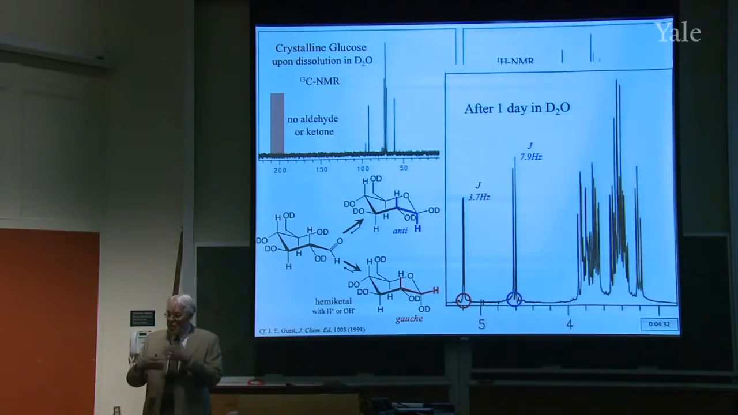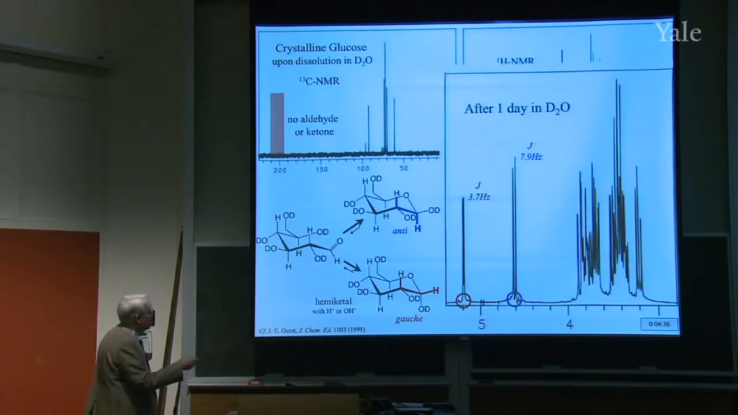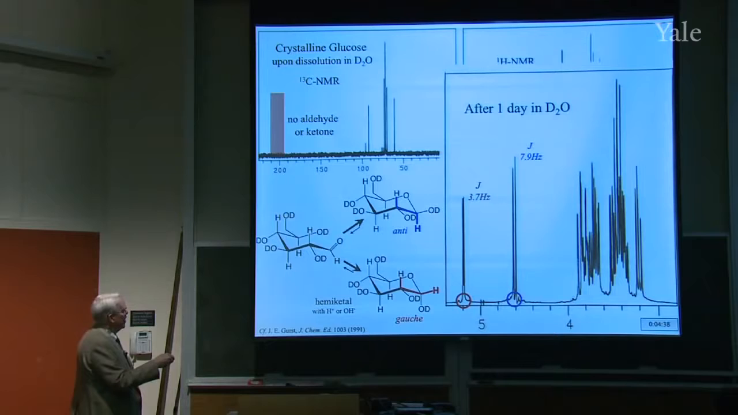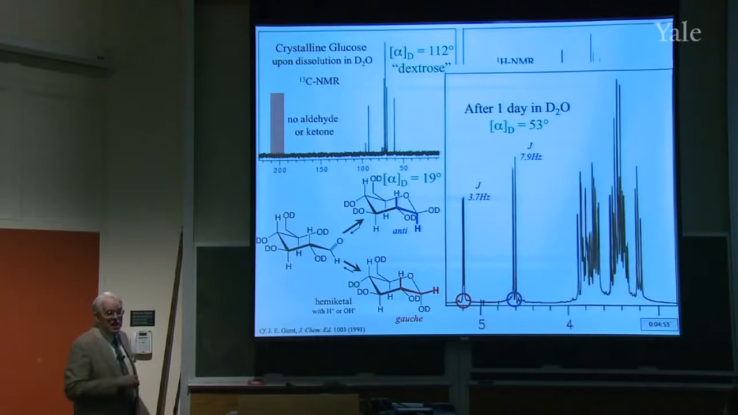You dissolve it and it begins to equilibrate, right? And ultimately has more of the equatorial OD than of the axial OD. Right? And in fact, if you look at the original material, just after you dissolve it, it has a rotation of 112 degrees, optically active, right? But after a day in D2O, it's only 53 degrees because the other isomer is 19 degrees.